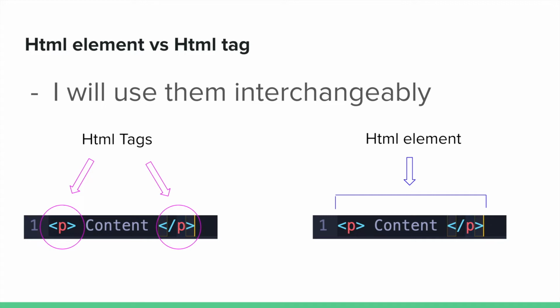Knowing the difference between them is not too important, but I'll be going over it anyway. An HTML element usually consists of the opening tag, the content in between, and then the closing tag. You can think of the HTML element as everything from the start to the end tag. On the other hand, HTML tags only consist of the opening and closing tag.